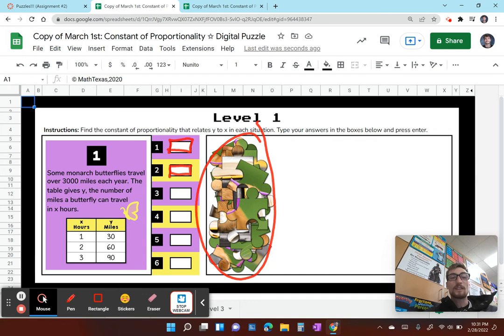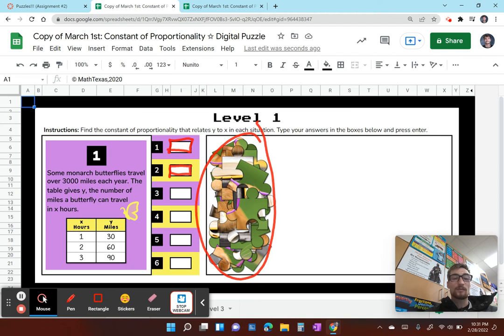What in the world is the constant of proportionality? Well, basically it's your constant multiplier. It's your constant rate, your unit rate. It's how you get from your x value to your y value. And we're going to figure out how it relates y to x, and then type our answers in the boxes below and press enter.